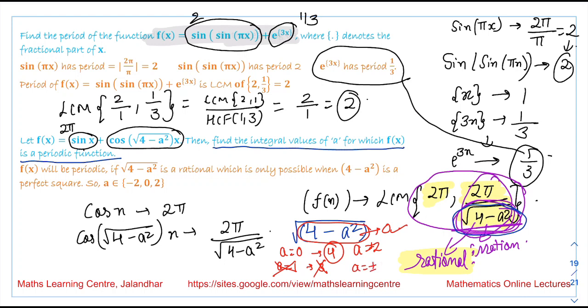If we substitute a equal to plus minus 3, then this value will become negative, and we are not interested in such values. So in this particular case, we have the values a equal to 0 and a equal to plus minus 2. So the values of a for which this denominator will be a rational number are minus 2, 0 and 2. These are the integral values of a for which f(x) is a periodic function. We are interested in integral values, that is why we have substituted these values. So by hit and trial method, you can find these values of a.